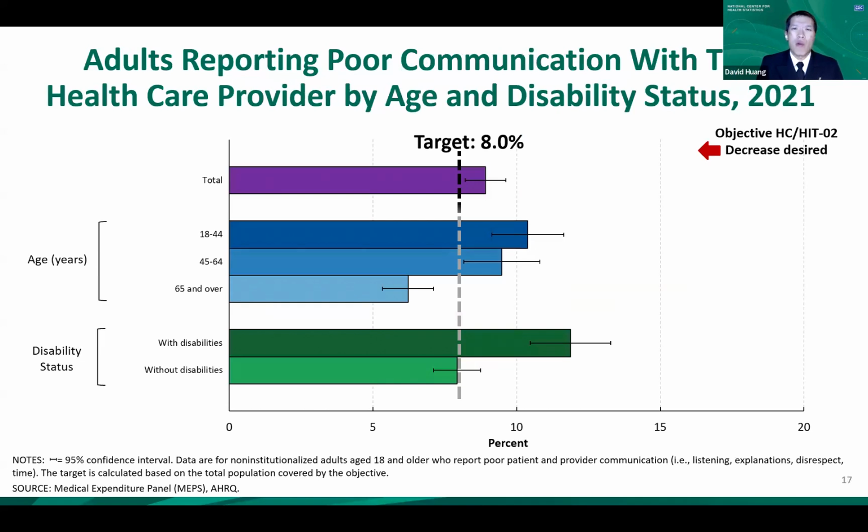This slide shows adults reporting poor communication with their healthcare provider by age and disability status in 2021. Among age groups, adults aged 65 years and over had the lowest rate, 6.2%, and adults aged 18 to 44 years had the highest rate, 10.4%. Among disability status groups, adults without disabilities had the lowest rate, 7.9%, and those with disabilities had the highest rate, 11.9%. Next slide. I will end with some key takeaways. Next slide, please.